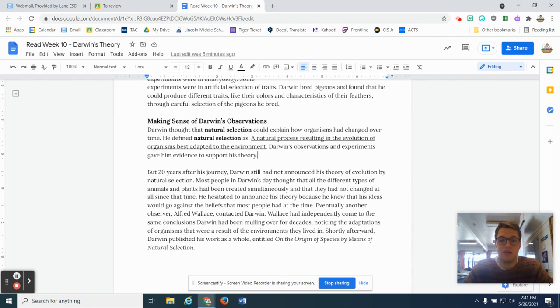Wallace had independently come to the same conclusions Darwin had been mulling over for decades, noticing the adaptations of organisms that were a result of the environment they lived in. Shortly afterwards, Darwin published his work as a whole entitled On the Origin of Species by Means of Natural Selection.